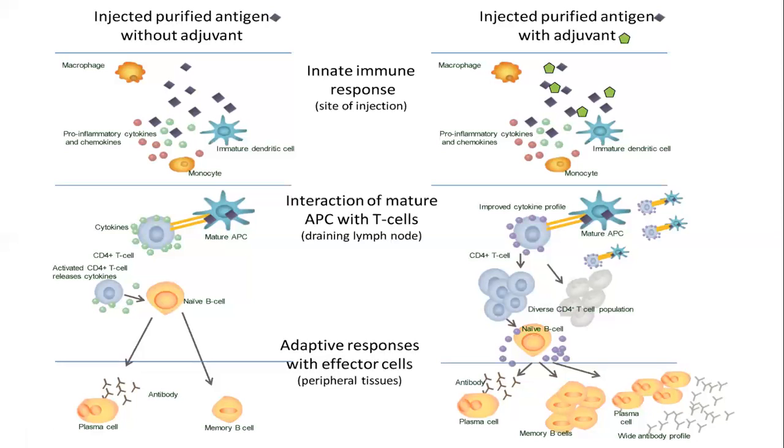Now B lymphocytes have three functions. First, the plasma cells will produce antibody. The memory B cells will memorize all the things. And the third one is that the second type of plasma cells here will produce a huge number of antibodies. So here production of antibodies means induction of adaptive responses by the effector cells.